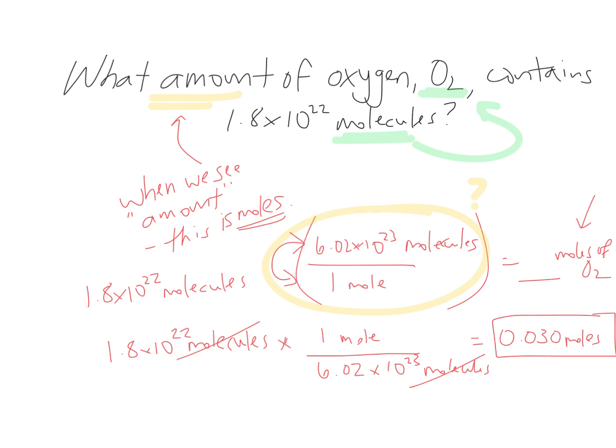One thing that might be helpful to tease out here as well is that when you see 1.8 times 10 to the 22, to me, I want to standardize it and have a 10 to the 23 term. So if I make this number bigger, I have to make this number smaller, is the way I always think. So this is basically 0.18 times 10 to the 23. And I punch that in and process it to end up with the 0.03 moles of oxygen.